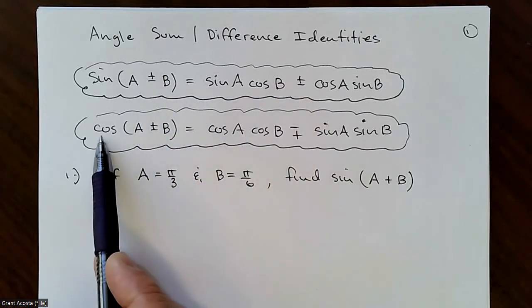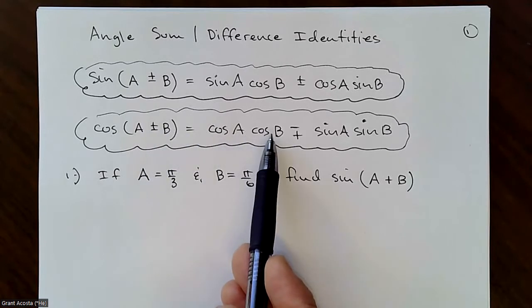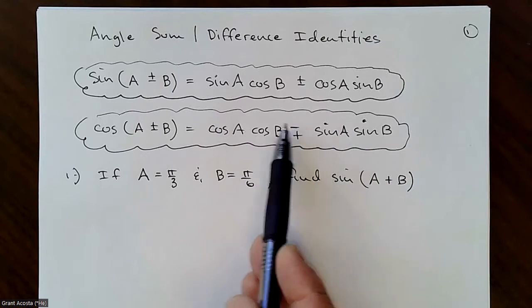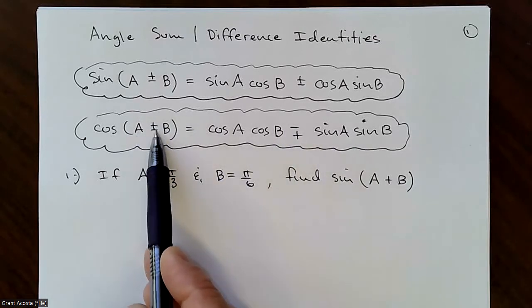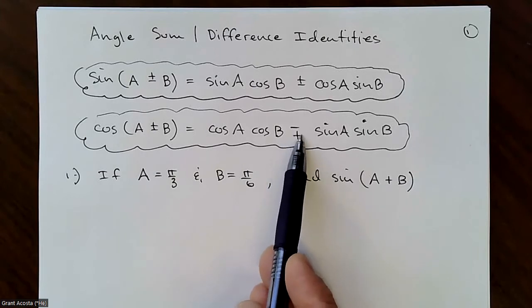Same thing for cosine now. Cosine of A plus B would be cosine A cosine B minus sine A sine B. I'm using the minus because that's the top one. And then if I wanted the difference, A minus B, I'm going to be using the addition sign there.